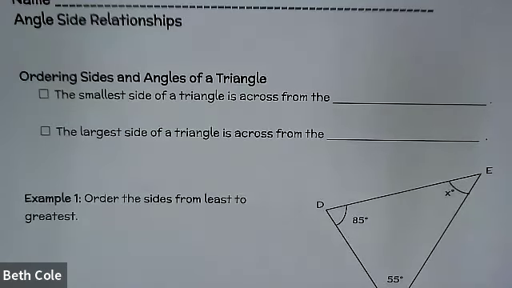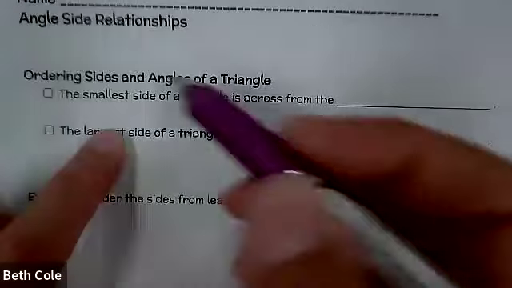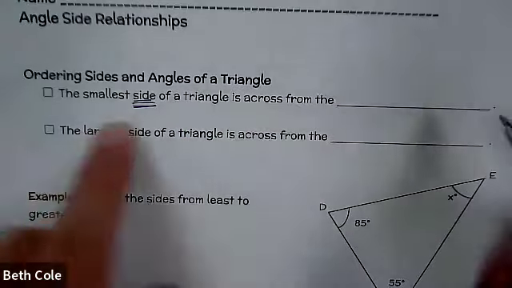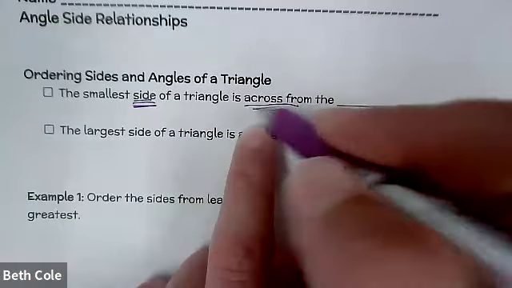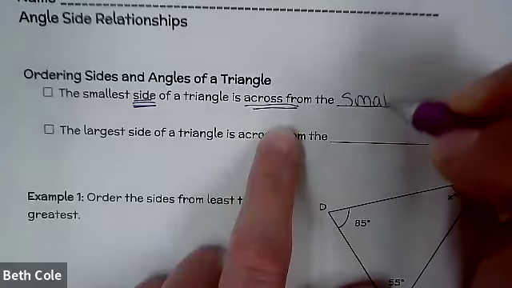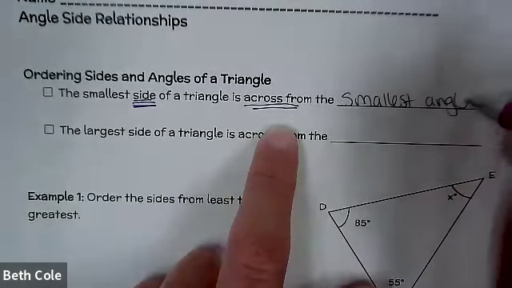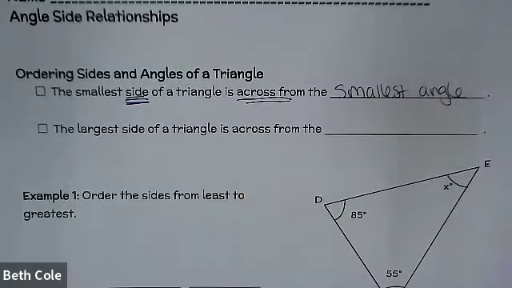to look at the relationship between the angles and the sides, and this is about putting them in order is what we're going to do mostly today, okay? The smallest side of the triangle is across from the smallest angle. The smallest side goes across from the smallest angle. Does that make sense? Small matches with small? I mean, that should logically be common sense. All right, the smallest side is across from the smallest angle.